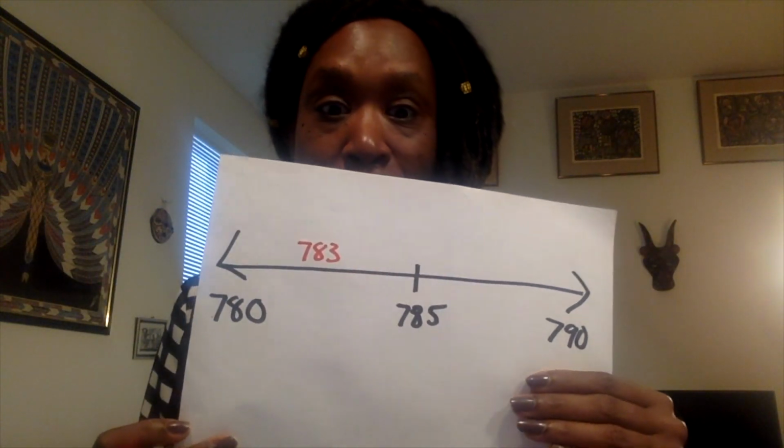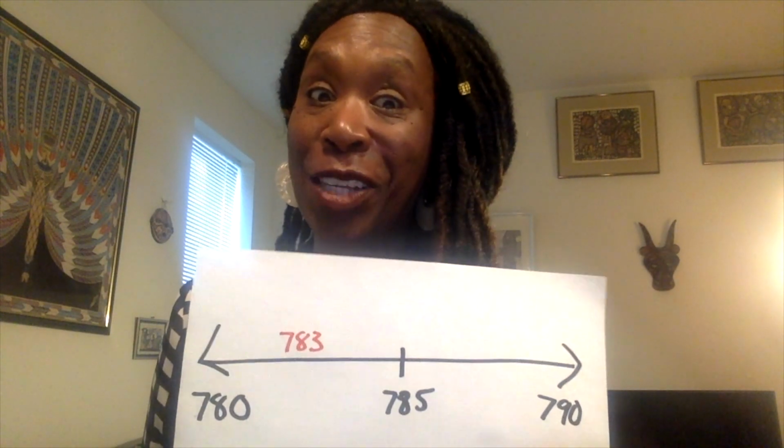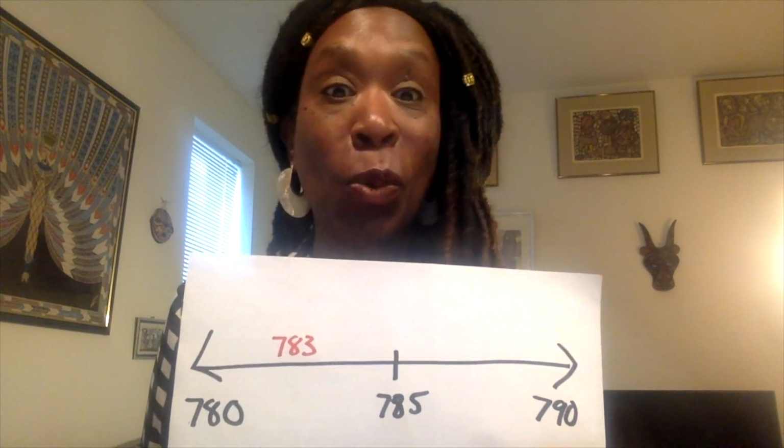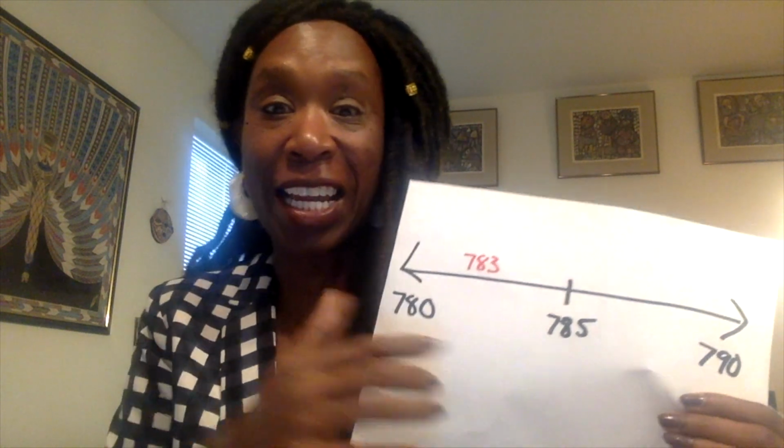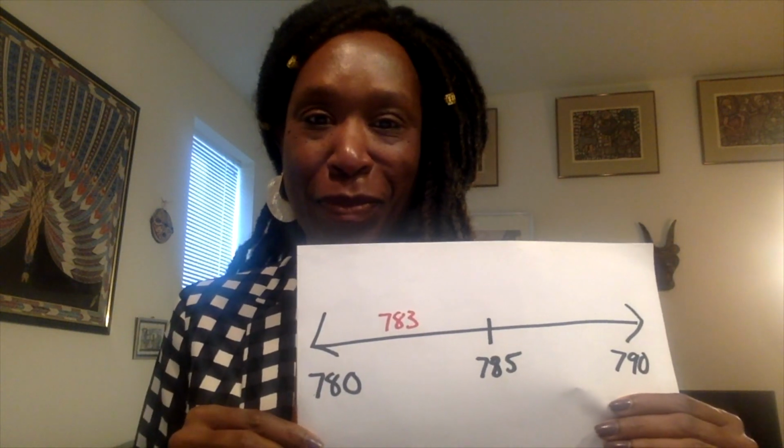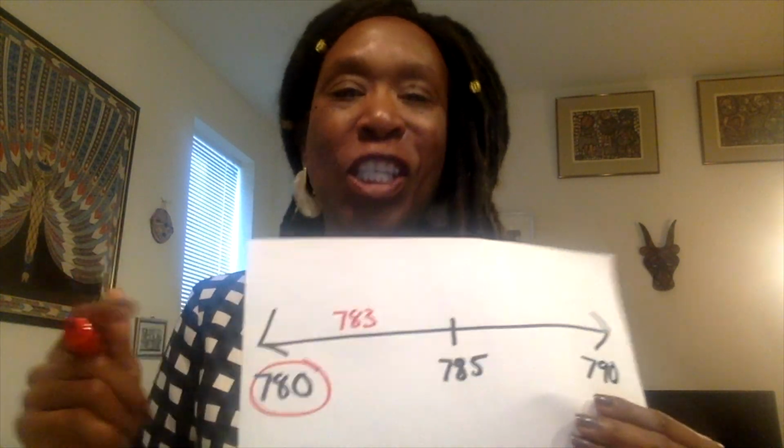Once again, you want to find out 783. Is 783 closer to 780 or 790? Let's put 783 on our number line. Did you do the same thing that I did? So what's the final answer? Is 783 closer to 780 or 790? You tell me. Give you a second. You're correct again. 780. Good job, everyone.